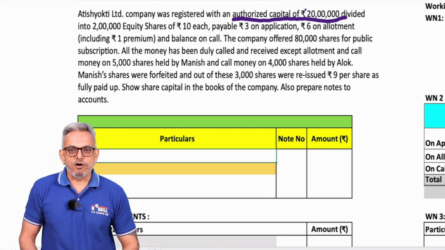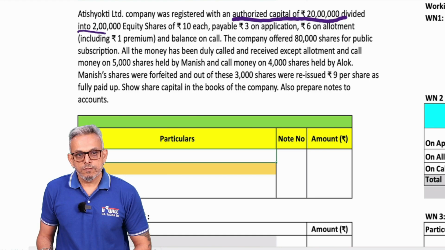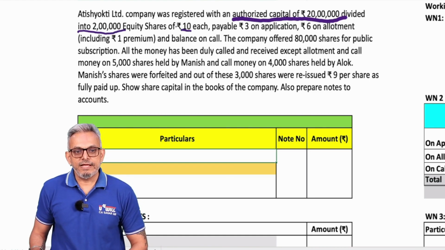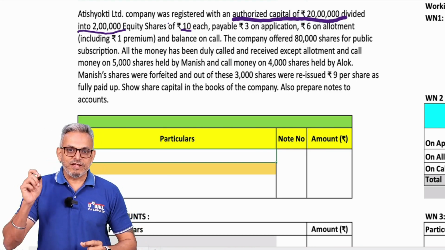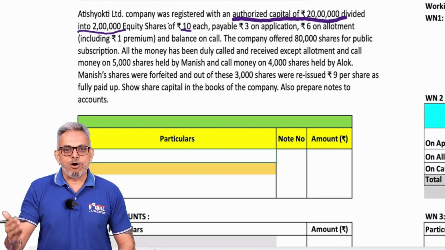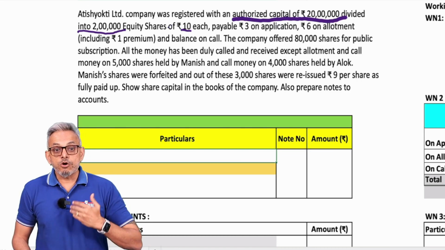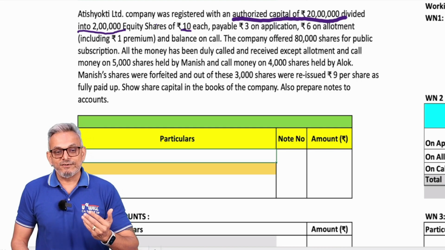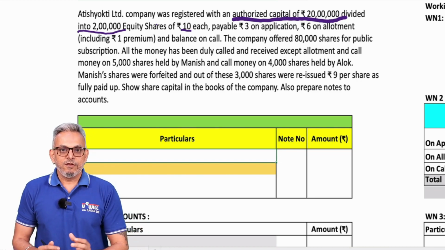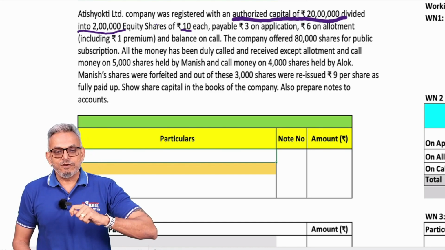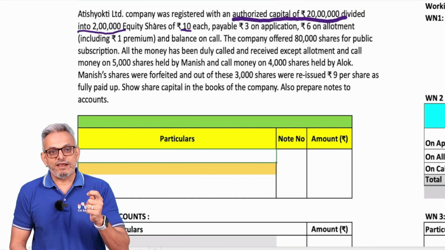Now, authorized capital is of rupees 20 lakh and divided into 2 lakh equity shares of rupees 10 each. Now, 10 each is the face value or the basic value of the shares. Face value is that amount of equity share with which we will be building the capital of the company. Now, this 10 rupees is payable 3 on application, 6 on allotment, including premium. Any amount we charge to the general public for subscribing our shares more than the face value is known as the premium. So it's a 10 rupee share to which we add 1 rupee premium. So the total amount we will be collecting from the general public per share will be rupees 11.